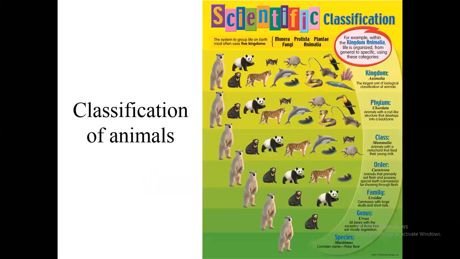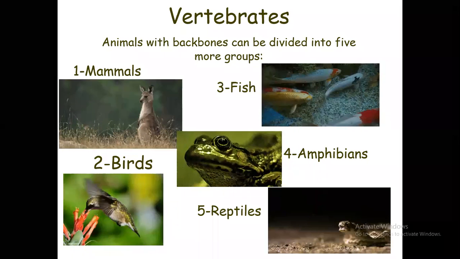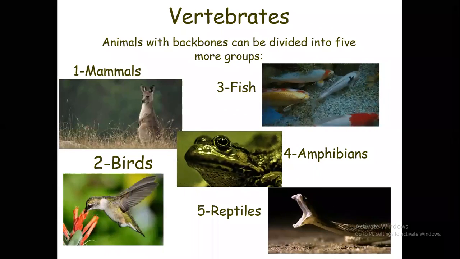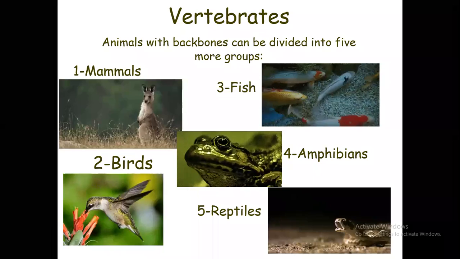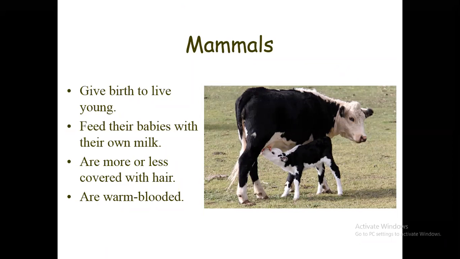So let's move faster now because the session will end soon. We have mammals, birds, fish, amphibians, and reptiles. Let's talk about each one. Start with mammals. You can see here a cow feeding its baby with milk, which is the main feature of mammals: they feed their babies with milk.